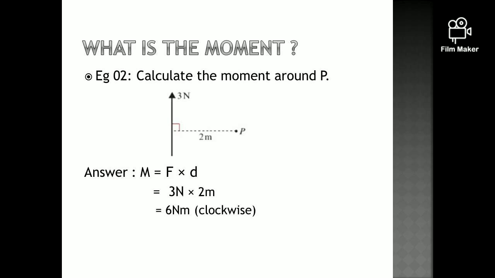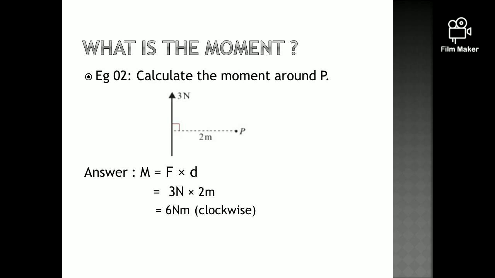In this example, if you want to find the moment around point P, the force is 3 newtons and the perpendicular distance from that force to P is 2 meters. Therefore, you can say the moment is 3 newtons into 2 meters, that is 6 Newton meters.